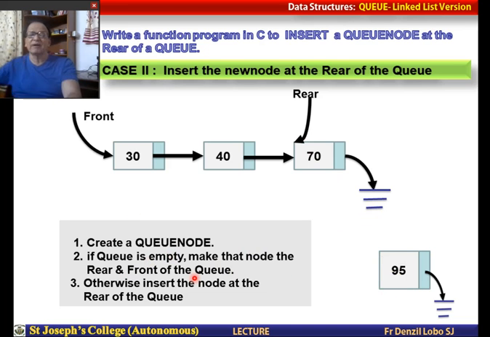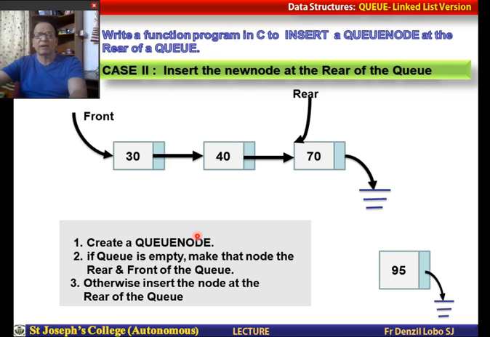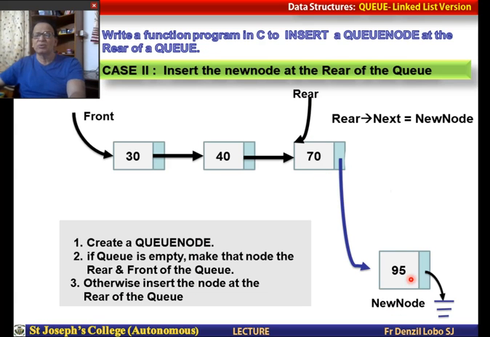That is what we have done earlier. Case 1. Otherwise, insert the new node at the rear of the queue. So now rear points to this node. So what do I do therefore? I say rear next, this new node is created. Rear next is equal to new node. Immediately earlier it was pointing to null. Now the rear node is pointing to the new node.